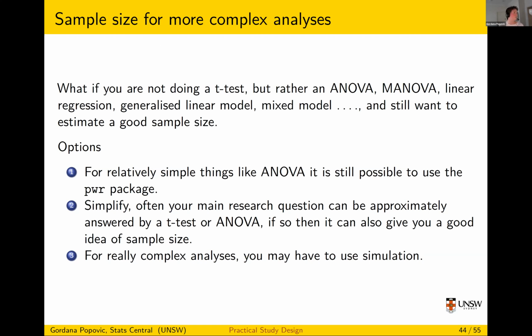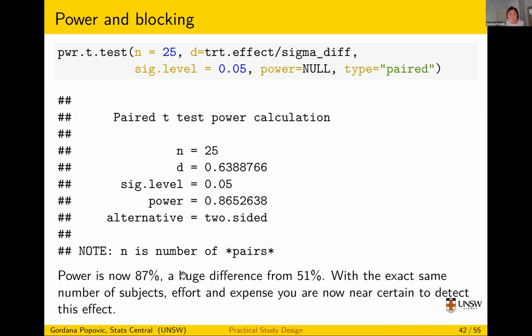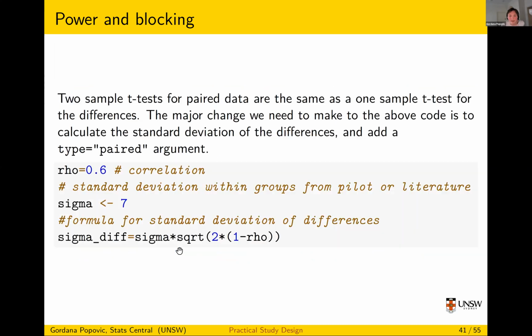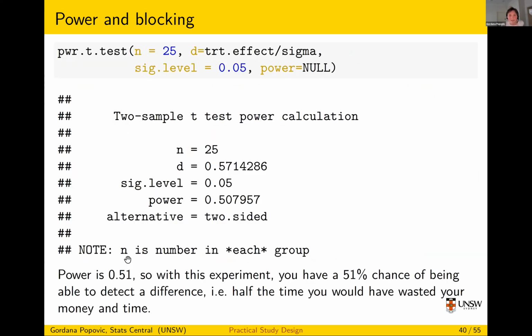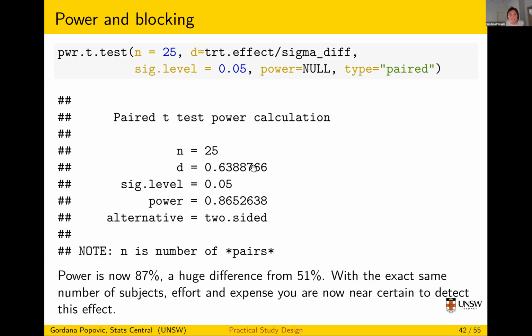Gordana, there's another question in there. N equals 25 refers to the number of schools that you've selected from students. Oh, okay. So sorry, I should have pointed it out. When I do this unpaired one, it says N is the number in each group, so 25 in each group. And then when I do this one, it tells you N is the number of pairs. So that's already taking into account the pairing. Does that answer it? Yeah.